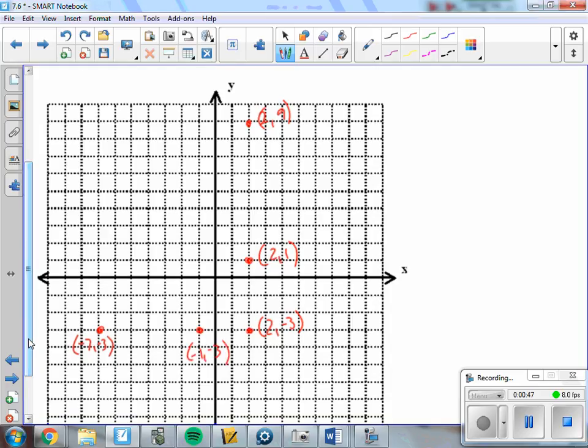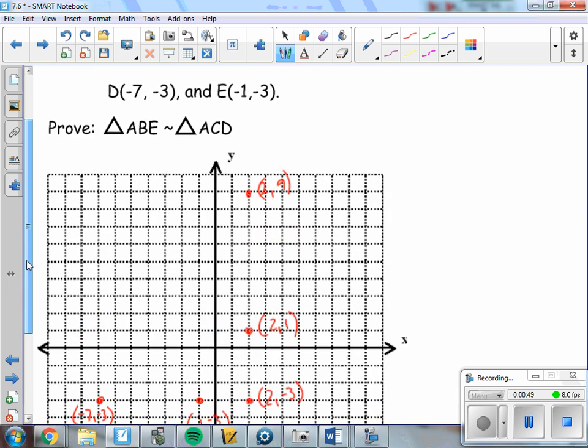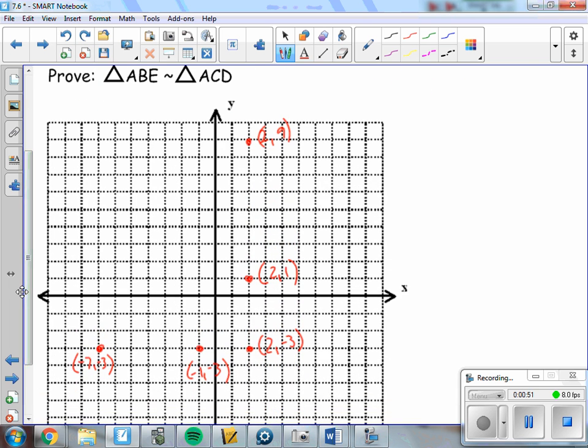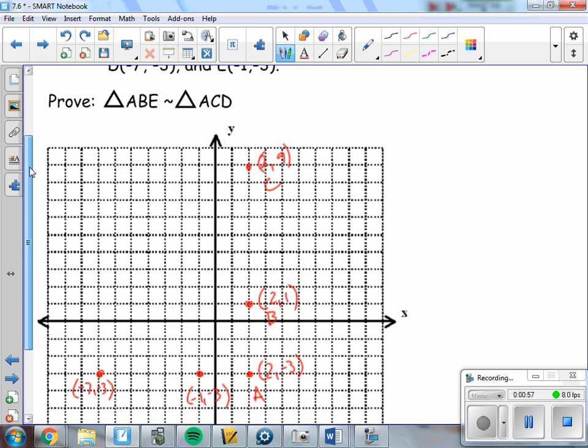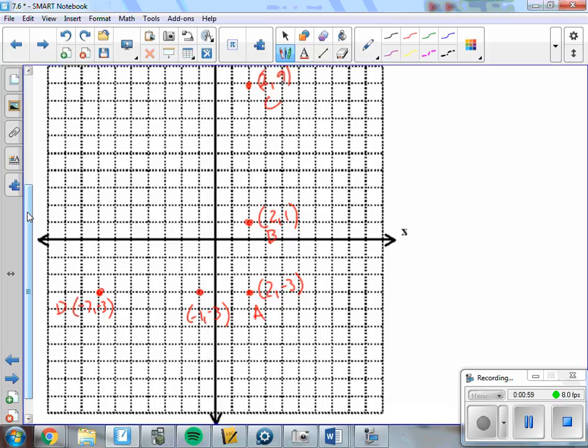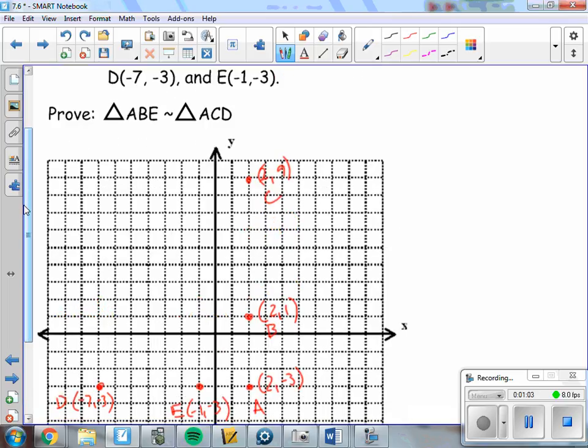So plotting these points, A, B, C went like this. So here's A, here's B, here's C, and then D here and E here. So you got your triangles, and so I'm just going to outline the triangles that they give me. So A, B, E is here. So here's A, B, E. So there's our first triangle, okay?